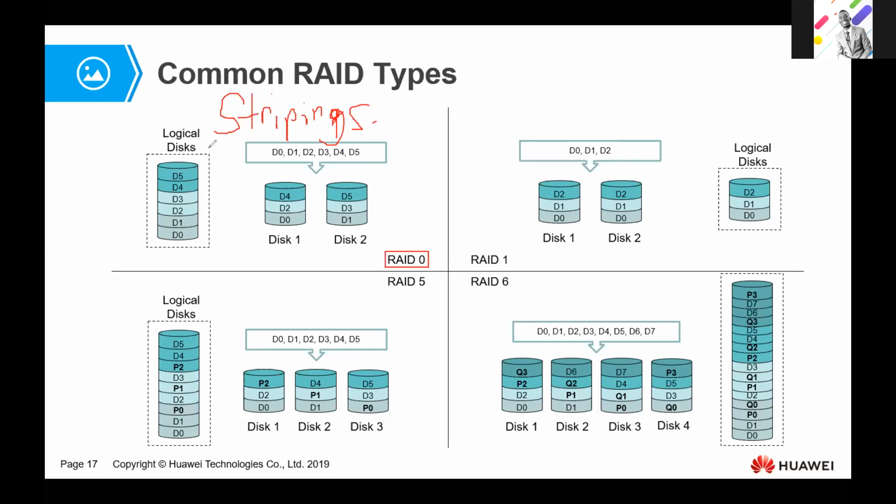So this is also sometimes called striping. It combines multiple disks into one logical disk. So this delivers the highest storage performance among all RAID levels. Although RAID 0 delivers the highest speed, it has no redundancy and does not support parallel input and output.